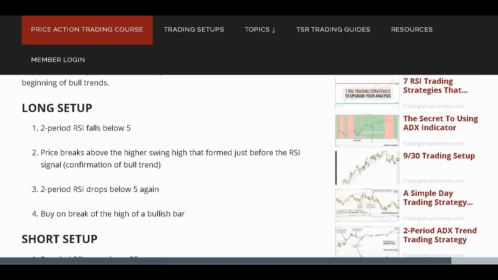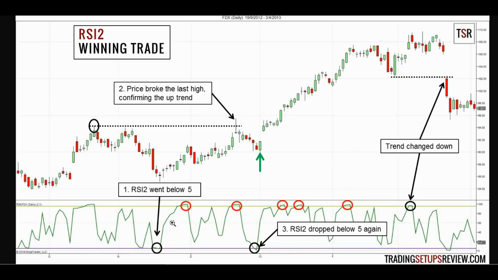All right, so what's next? Now you wait until the price breaks above the higher swing high that formed just before the RSI signal confirmation of bull trend. In other words, after this, now you wait until the candles pierce above the most recent high point, basically, I think is what they're saying. That's my interpretation. So it did here. The wick of this candle here broke above that recent swing high, the high point of it. Okay, so it did it.